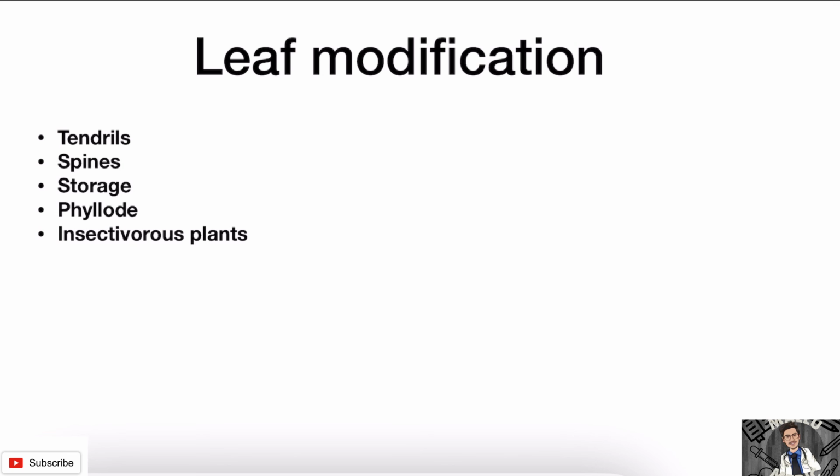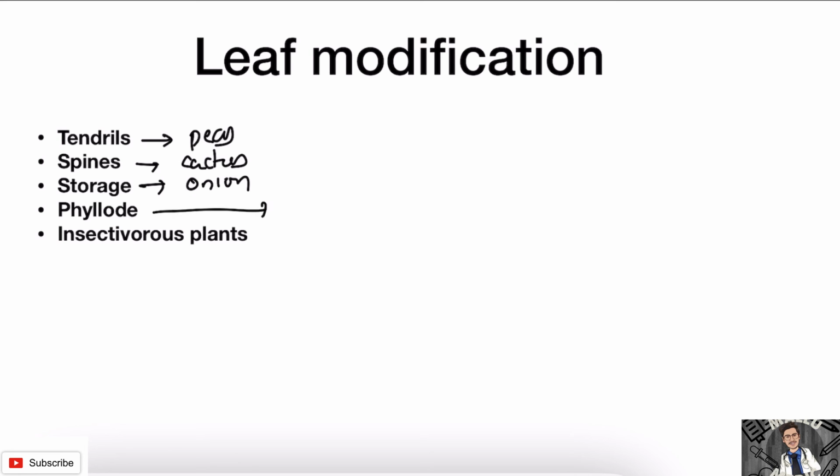Now let us learn the leaf modifications. So you have modifications like tendrils. Last time when you met tendrils they were the modification of stem, and you learned the examples over there. Here you have to learn an example, pea. Now spines, you have already learned the example cactus. In cactus the leaves are modified into spines. For storage you have to learn an example, onion.